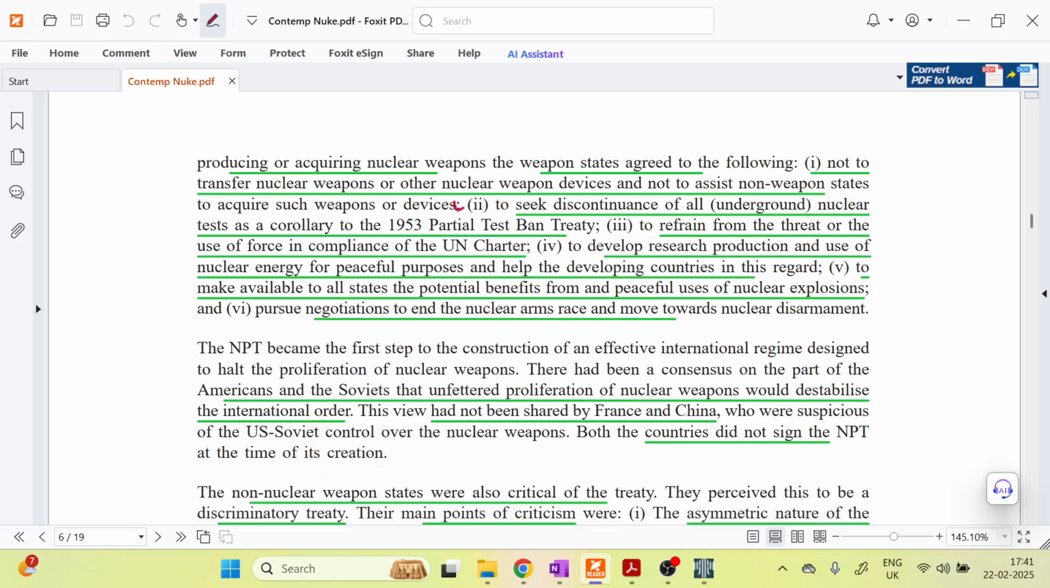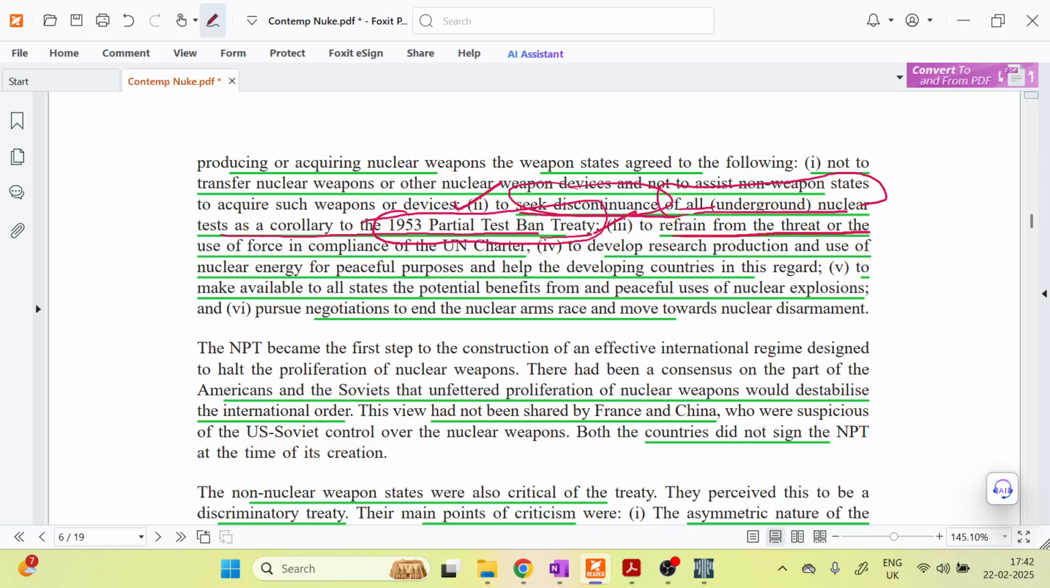Then the second assurance: to seek discontinuance of all underground nuclear tests as a corollary to the 1963 partial test ban treaty. Which means that all other underground nuclear tests that were not covered by the PTBT, the partial test ban treaty, which allowed such underground tests, will also be discontinued.